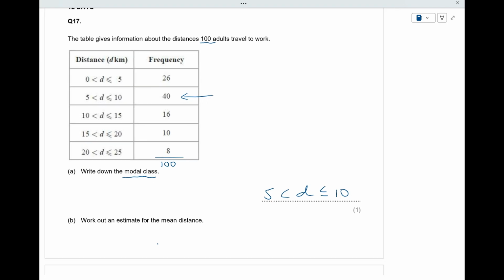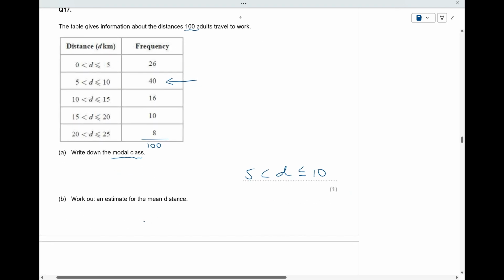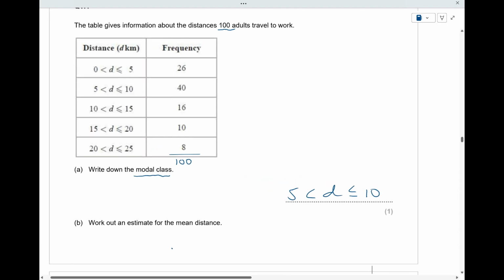Work out an estimate for the mean distance. Right, so I'm going to need the total of all the distances. So when I do this, I'm going to assume that these 26 people each travel 2.5 kilometres. So I'm going to find the midpoints of each of these classes here, because I'm going to use that. These 26 people, I'm going to assume they each travel 2.5. So 26 times 2.5 means that those 26 people travel a total of 65 kilometres.